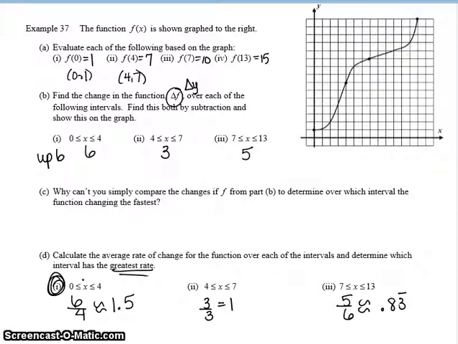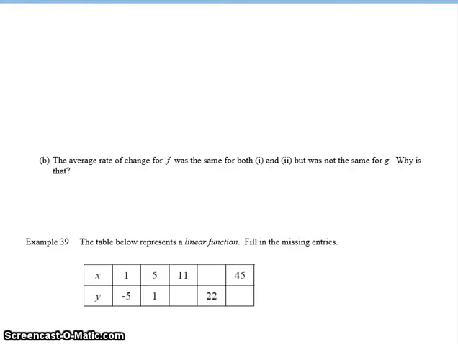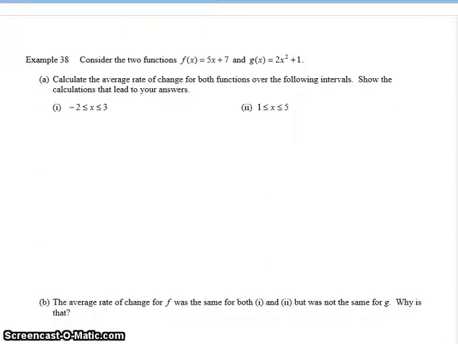Now going back to part C, why can't you simply compare the changes in f from part B to determine over which interval is changing the fastest? Well, you can't because the change in x changes. Every time your delta x, meaning the change in x, changes, you can't just judge it by the change in f. So this graph didn't have a constant rate of change, which would make sense because it's not linear, and only linear would have that. All right, question 38.